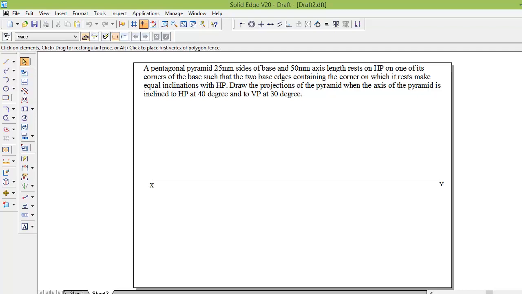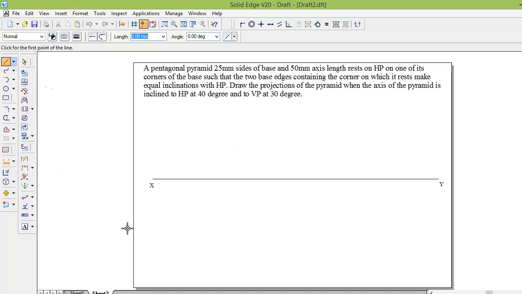The next problem is pentagonal pyramid. A pentagonal pyramid having sides of base 25 mm and 50 mm axis length. Let's construct this first. So how to construct a pentagonal pyramid?